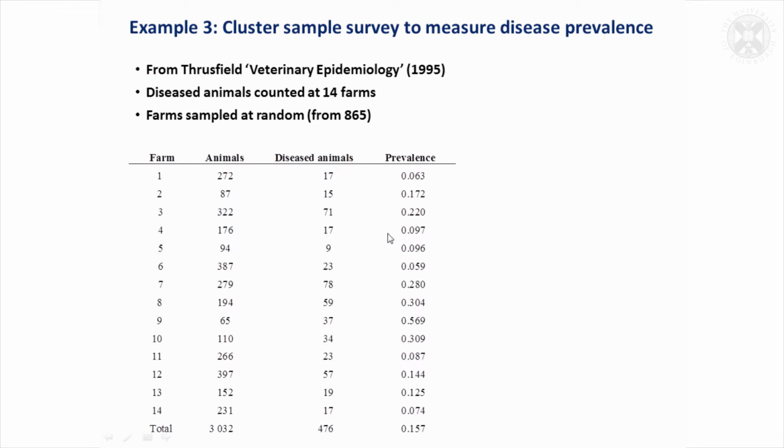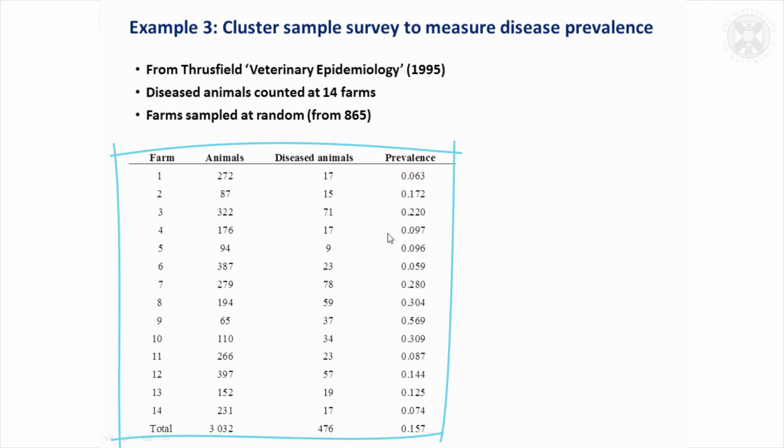So this next example is non-normal data. It's from a study which one of the vets in the vet school, Mike Thrusfield, carried out many years ago, and he's put it in his textbook on veterinary epidemiology. In this study, I think it was a cluster sample survey that took place in a region in Africa, and they wanted to measure what the prevalence of a particular disease was. And they couldn't possibly look at all the farms. Apparently there were 865 farms, or indeed all the animals within the farms.